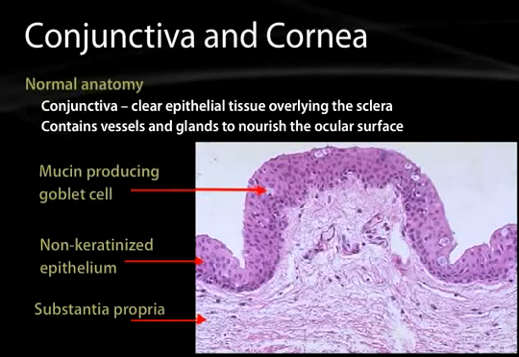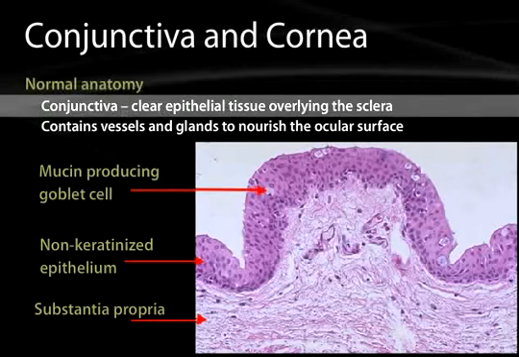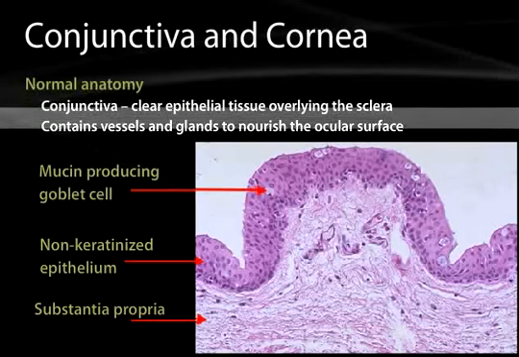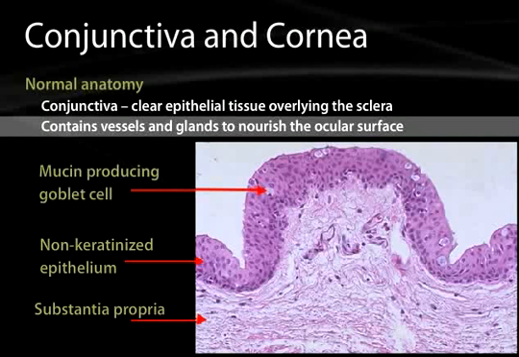Next, we go to the conjunctiva and the cornea. The normal anatomy of the conjunctiva is a clear epithelial tissue which provides vessels which bring nourishment for the overlying sclera. It has glands and vessels which provide the secretions which keep the eye healthy. You can see here a histology of epithelial tissue with goblet cells inside. You've got non-keratinized epithelium. Underneath that, you have a loose substantia propria with some immune system cells and some vessels which provide nourishment.